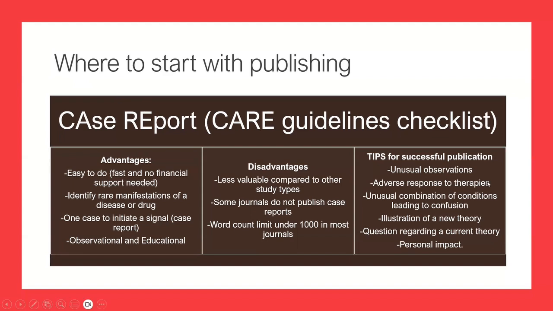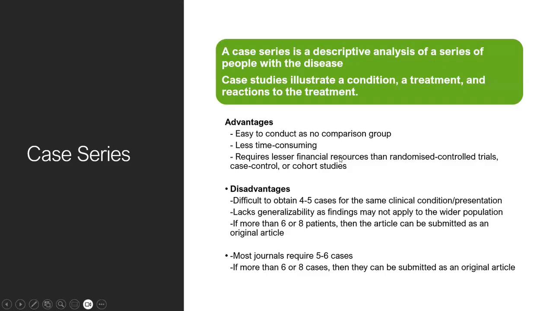Now, the other thing is case series. So it's more like a case report, but it's called a case series. And again, there's a bit of variation over here. Most journals need 5 to 6 cases for it to be considered a case series. But there are other journals where if you've got 4 patients, then it should be fine. You can submit it as a case series.